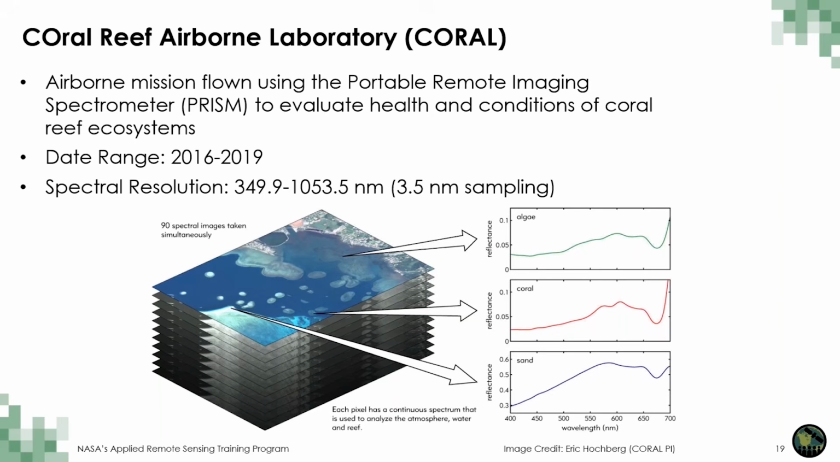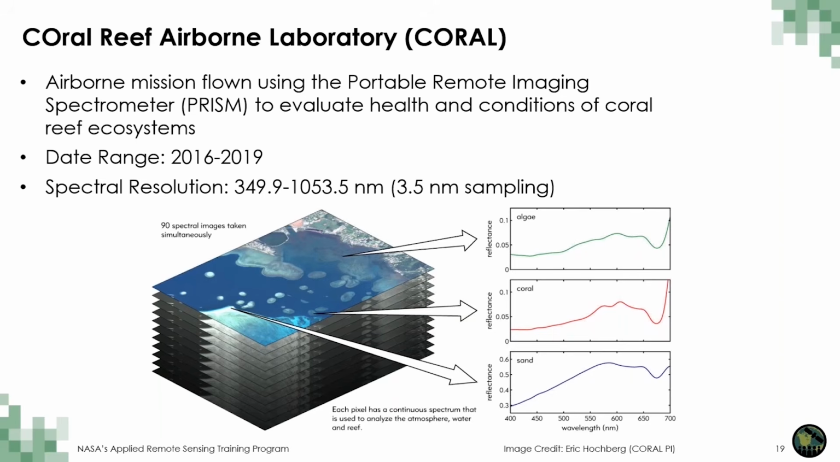The spectral range for CORAL was from about 350 to about 1053 nanometers, with bands that were sampled at around 3.5 nanometers with the PRISM radiometer. CORAL, like I said, acquired airborne spectral image data using the Portable Remote Imaging Spectrometer, or PRISM instrument, which was installed in a commercial airplane, a G4. And concomitant with the flights, in situ data were collected to validate the remote observations.